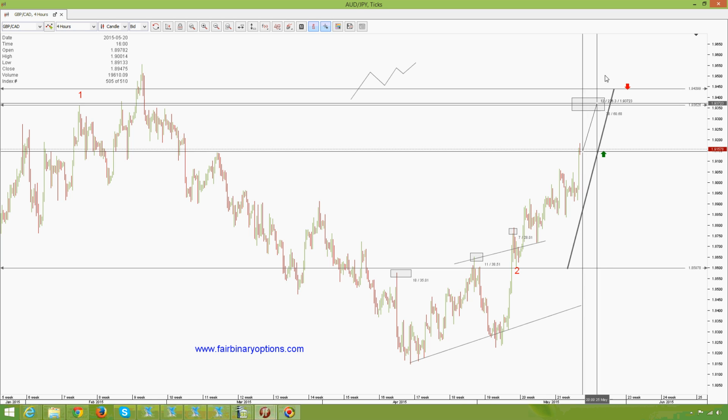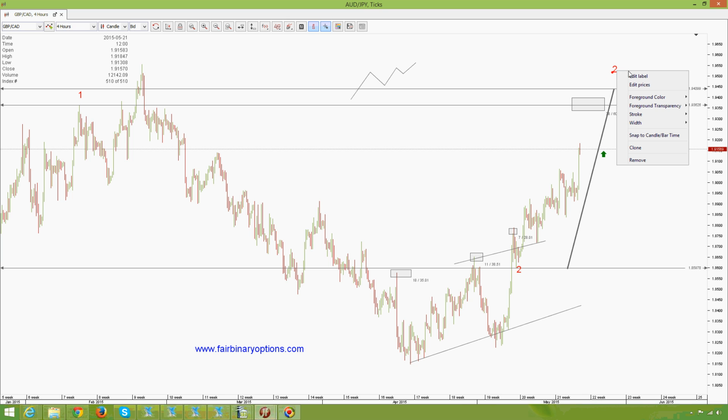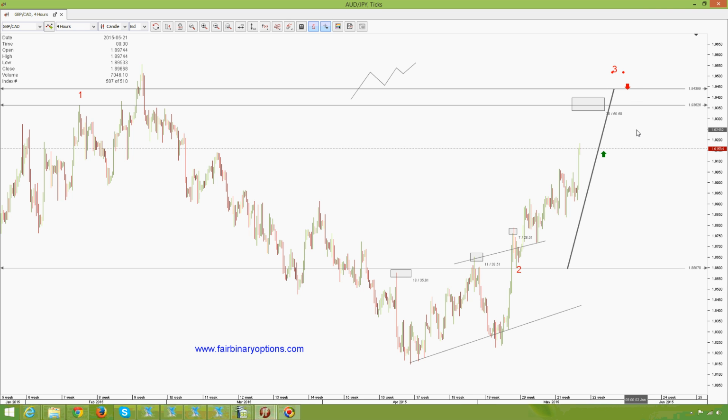We need to go like this for the third wave, and then to look for a fourth wave in the form of a triangle or a small zigzag or stuff like that.